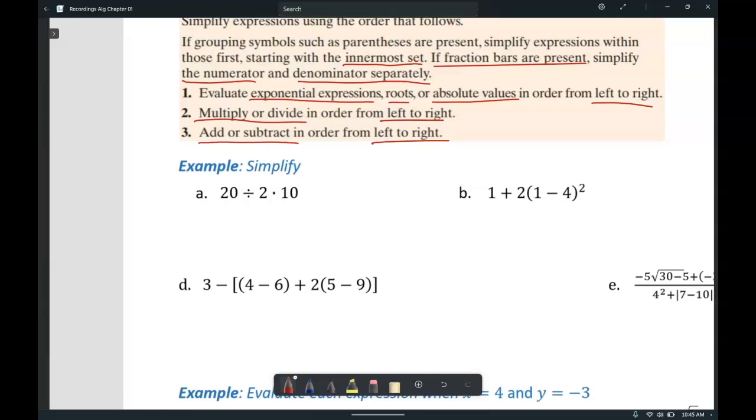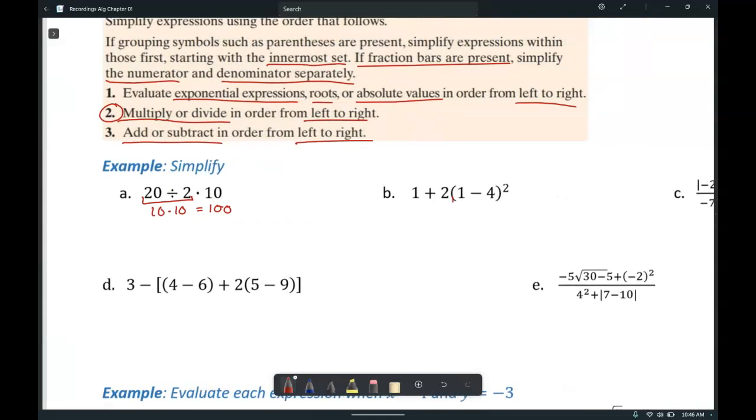So here we only have operations of division and multiplication. And so we can go ahead and move to step 2, and we go from left to right. So we want to take care of our first operation of 20 divided by 2, which is 10, and then we can multiply by 10 to get 100.